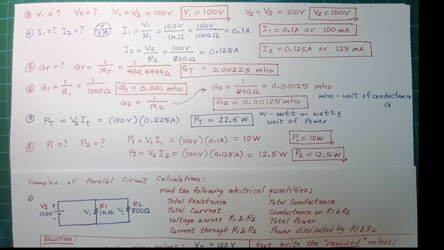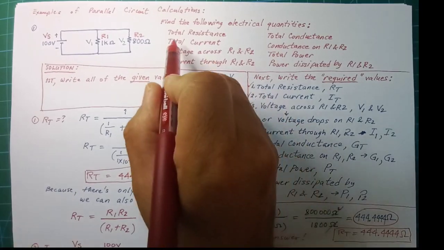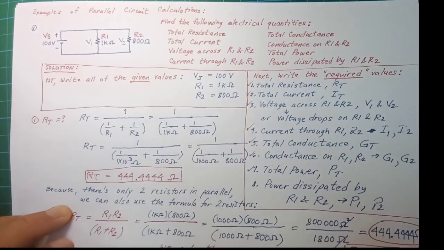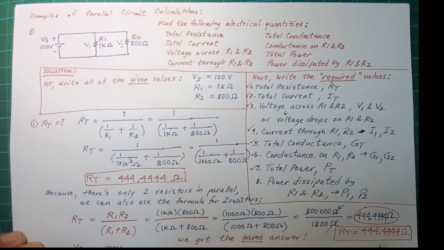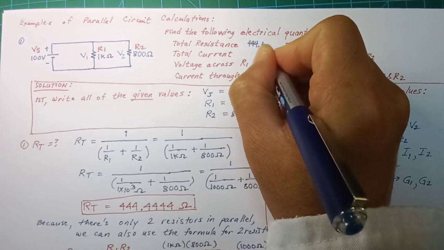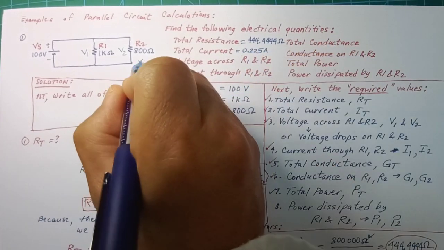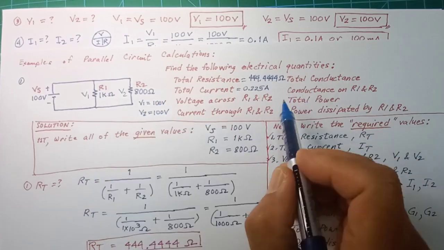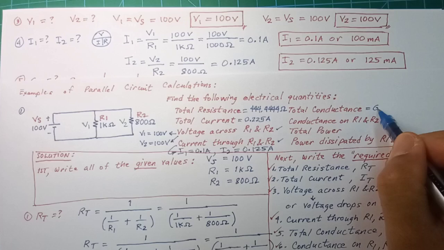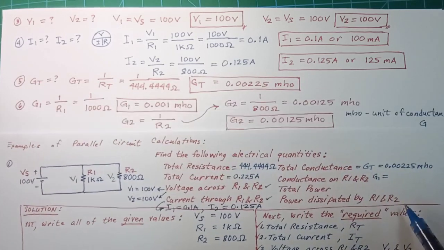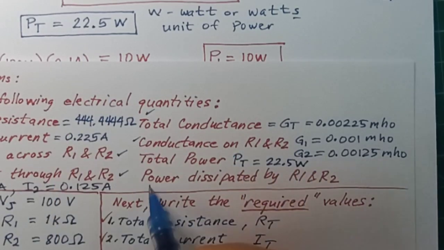And there you go. We have accomplished calculating all of the required electrical quantities starting from the total resistance. So we can also write it again. The first one is the R total. We got 444.44 ohms, we get the current total of 0.225 amperes. We have V1 and V2 equal to 100 volts. We have I1 equal to 0.1 ampere and I2 equal to 0.125 amperes. And we get the answers for the GT, G1, and G2 together with the PT, P1, and P2.